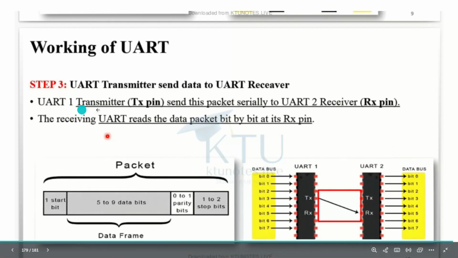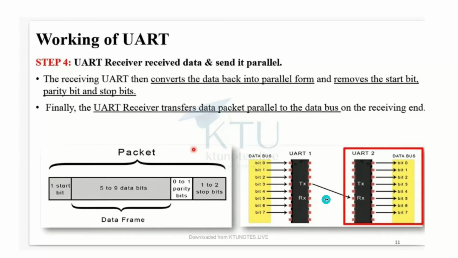Now the UART1 transmitter, that is this TX pin, sends this packet serially to this UART2's RX pin. The receiving UART would read the data packet bit by bit, because it is serially that TX is sending this to RX. So serial transmission means the data is read bit by bit.